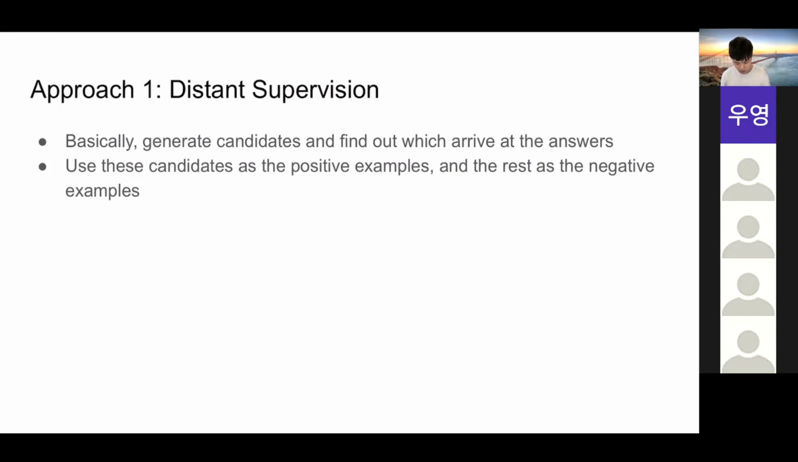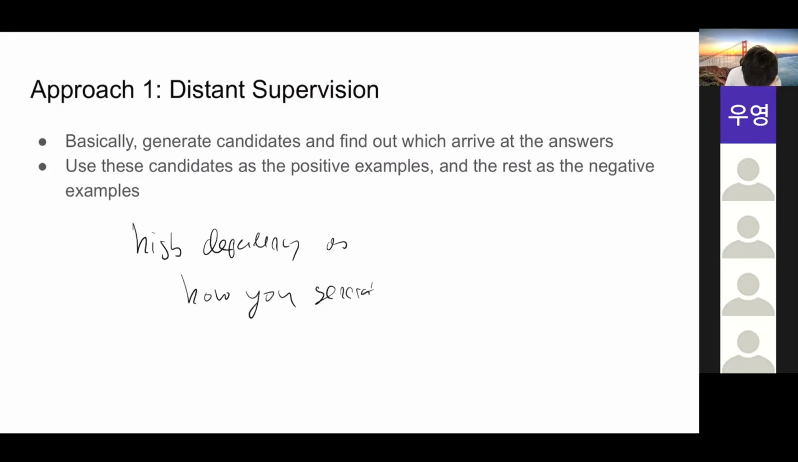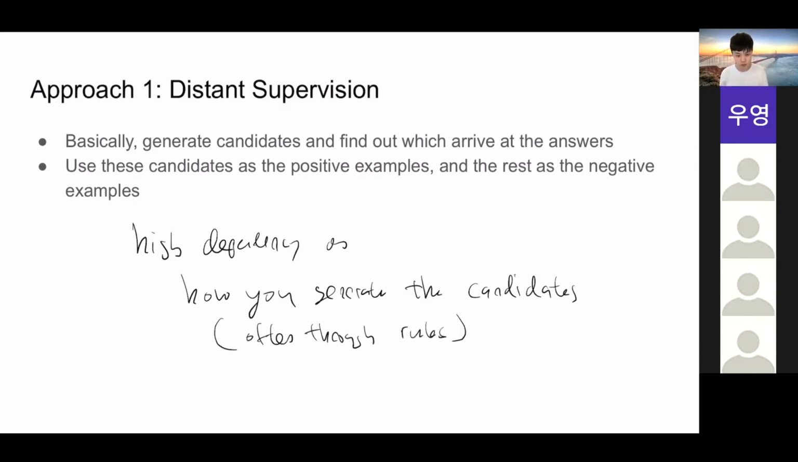So distance supervision is a popular approach, but it has to be taken with a grain of salt. And still, I think it's a very promising approach in many cases. But it really depends. It has a high dependency on how you generate the candidates. And this is also oftentimes through rules. So you define some rules given your knowledge about the target database or target logic space. It has a lot of inductive bias.